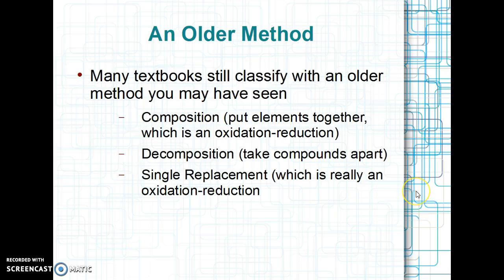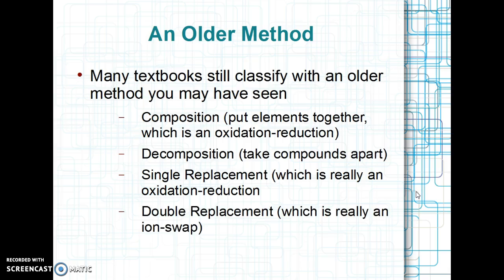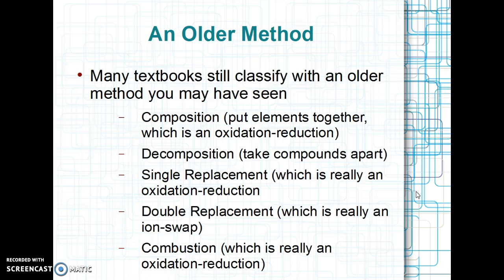And then, to add to the little bit of confusion here, they have something called double replacement, and that's what we called an ion swap, acid base and precipitation. And then to give you one last category, they talk about combustion, burning things in oxygen. Sometimes they add things like chlorine instead of the oxygen, but we know that all of those combustion reactions are really oxidation reductions.